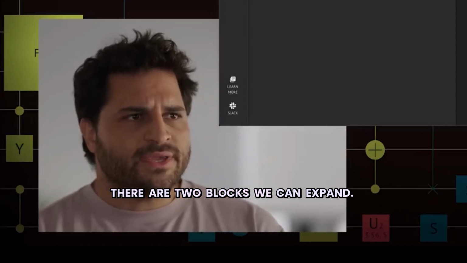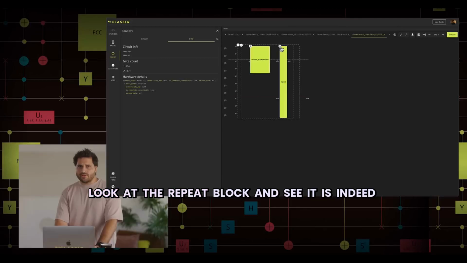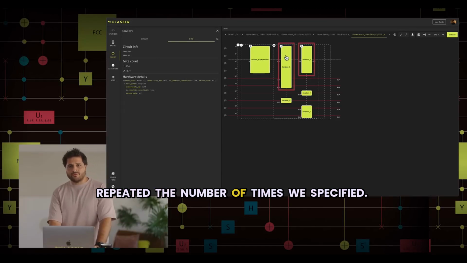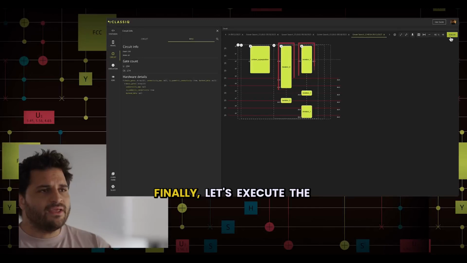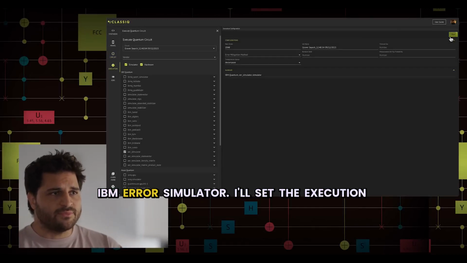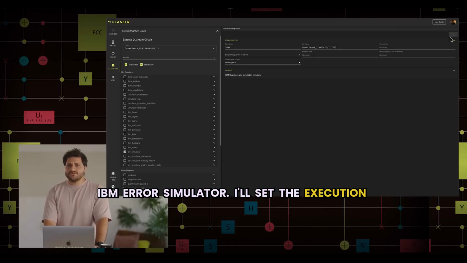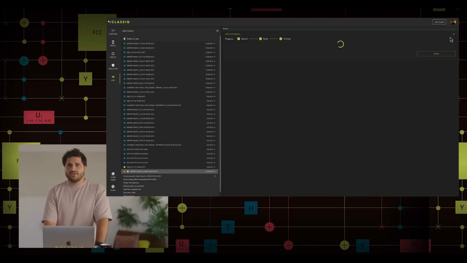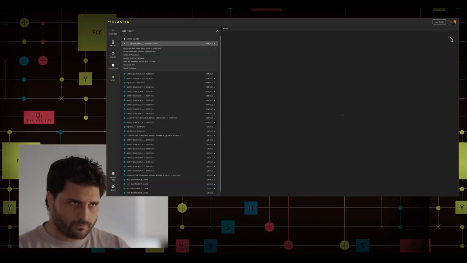There are two blocks we can expand. Look at the repeat block, and see it is indeed repeated the number of times we specified. Finally, let's execute the circuit on a simulator. Let's simulate on the IBM Aer simulator. I'll set the execution details. We'll simulate the circuit about 2,000 times in this case, and get the resulting count histogram.